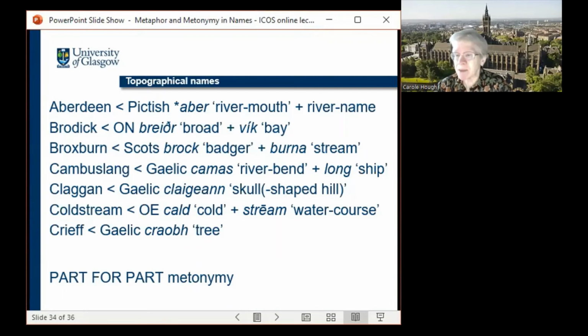We've seen Clagan before when we were looking at the landscape is a body metaphor. Metaphor and metonymy often work together. Here, a word for a skull is transferred metaphorically to refer to a skull-shaped hill. And then that is transferred metonymically to refer to a nearby settlement.